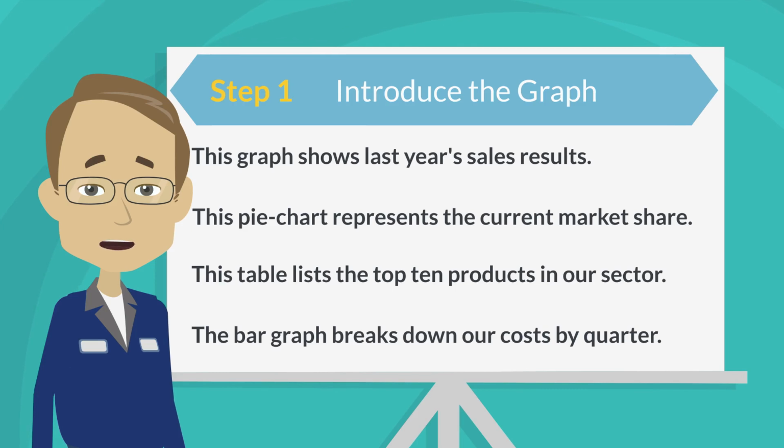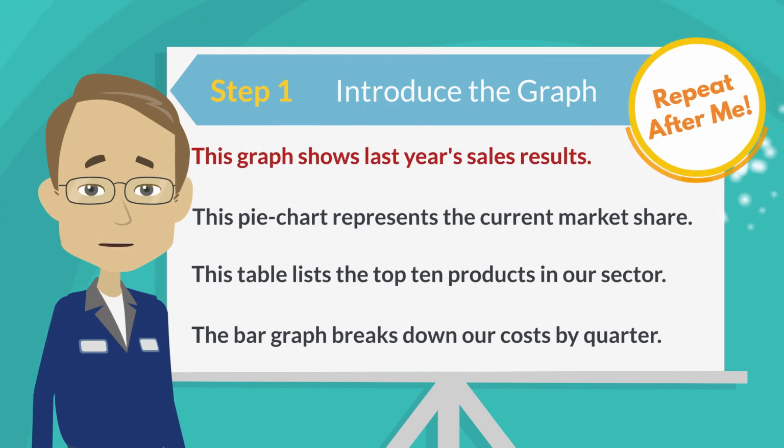Let's practice saying these sentences, so please repeat after me. This graph shows last year's sales results. This pie chart represents the current market share. This table lists the top 10 products in our sector. The bar graph breaks down our costs by quarter.